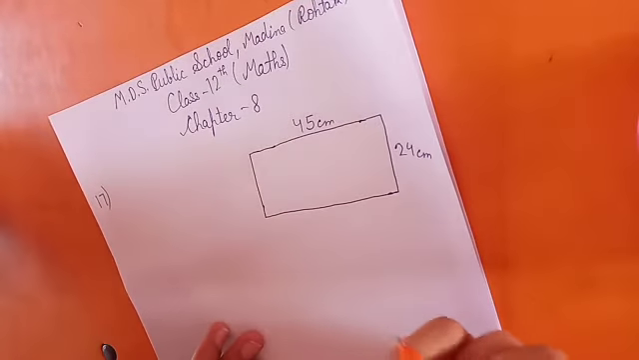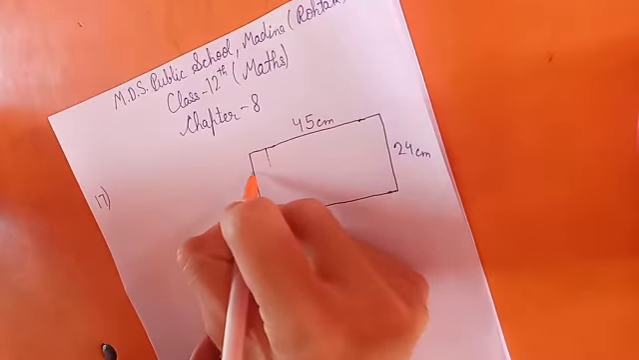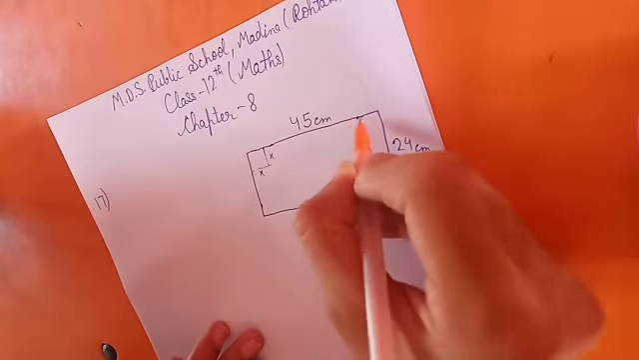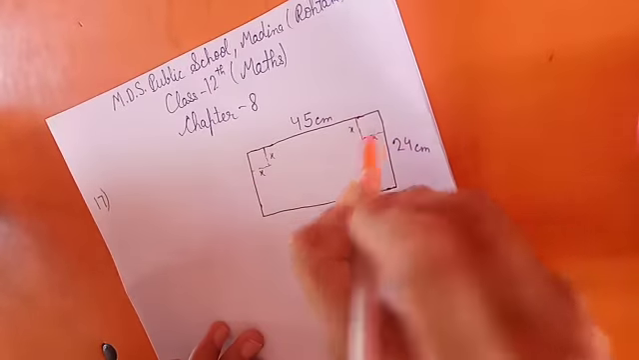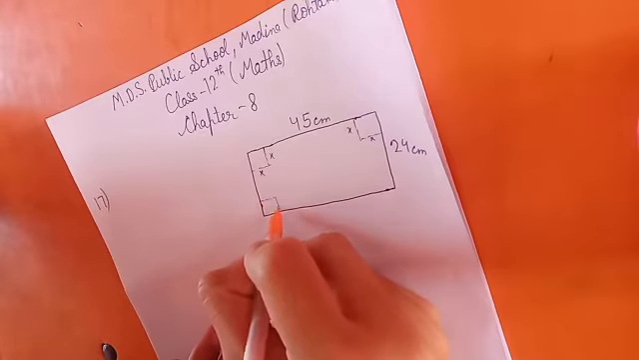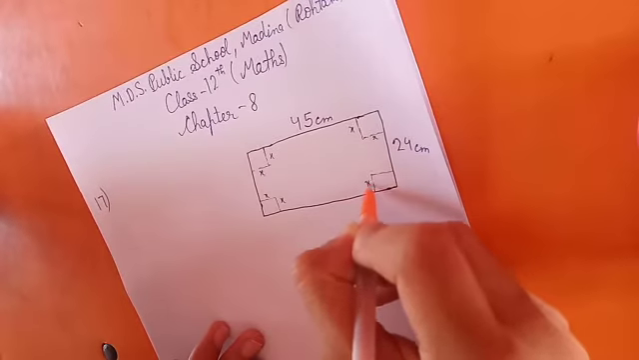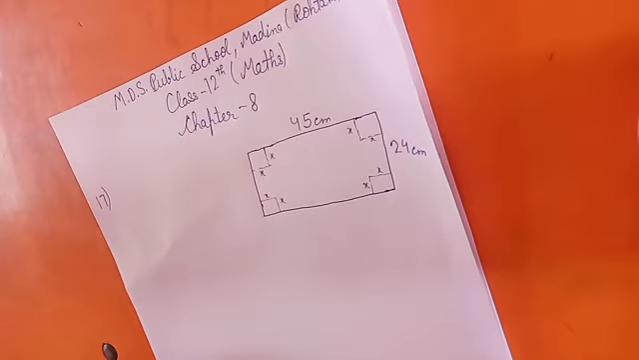We can say of x length we are cutting, so this is x, this is also x, this is x, this is also x, this is x, this is also x, this is x, this is x. Now these 4 corners we have cut.